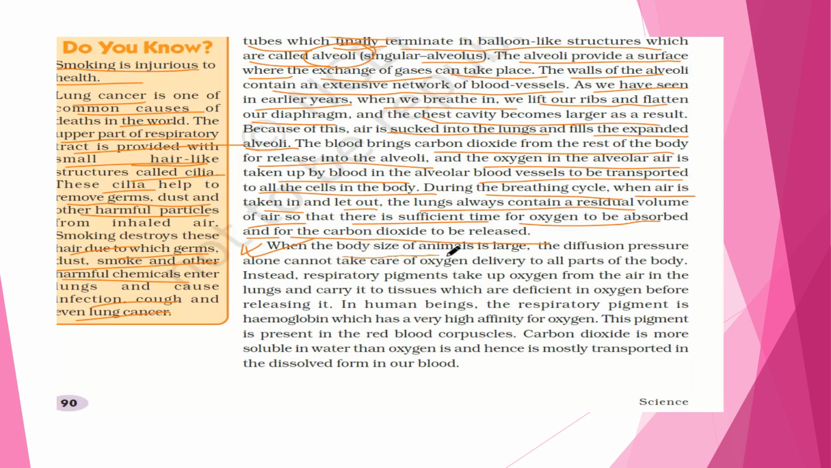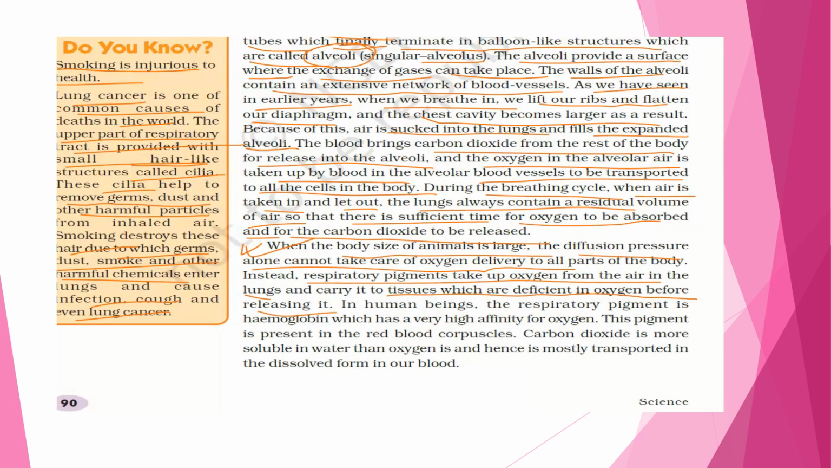Now, when the body size of the animals is large, the diffusion pressure alone cannot take care of oxygen delivery. So, what is required? The diffusion pressure is not at all sufficient to do the oxygen delivery. So, instead, the respiratory pigments take up oxygen from the air. Respiratory pigments are there in blood and they carry it to different tissues which are deficient before releasing it.